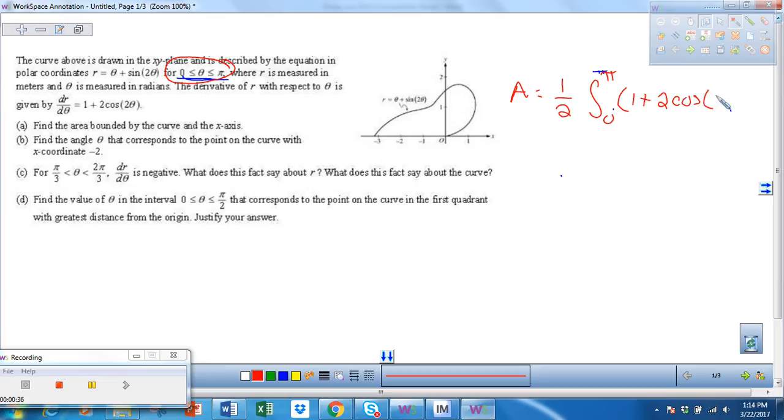Now, oh, that's the wrong one. Sorry, I looked at the wrong one. It's theta plus sine 2 theta. It's important to use the right function. Okay. Once we have that, we can just put that into the calculator, and I got 4.3823. Okay.